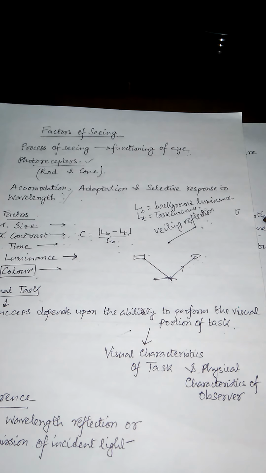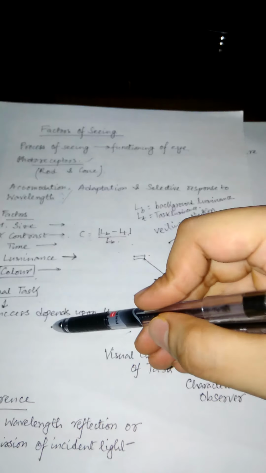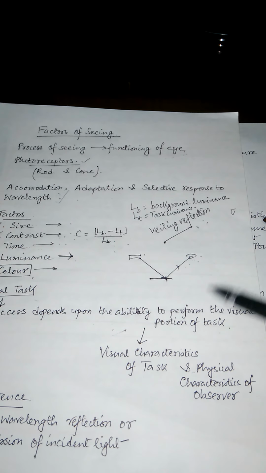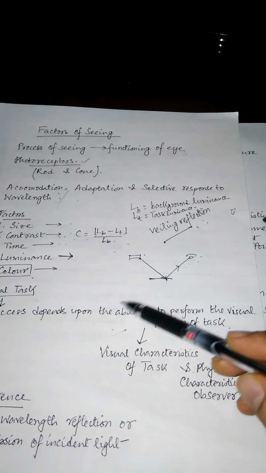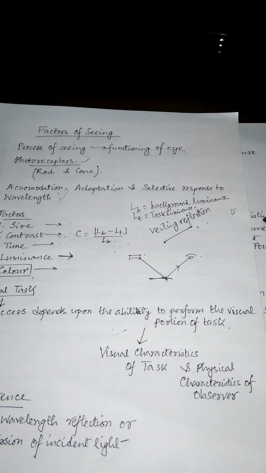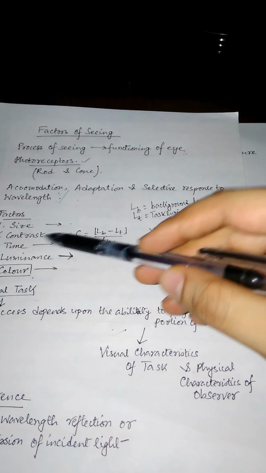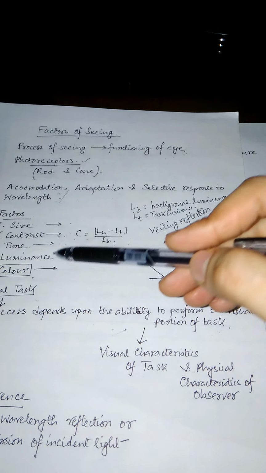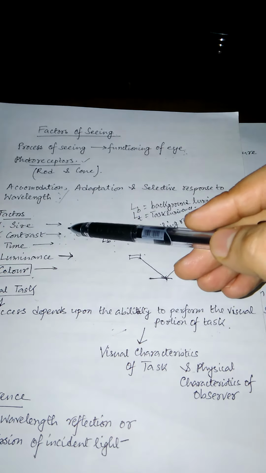And so for every type of work, this visibility level is very much important. The success depends also on the visibility level and the ability to perform the visual portion of the task. So when a person's eye is in good condition, his ability to perform the task is very much dependent upon the visibility level. So obviously, when we are considering the visual task, this is very much important.